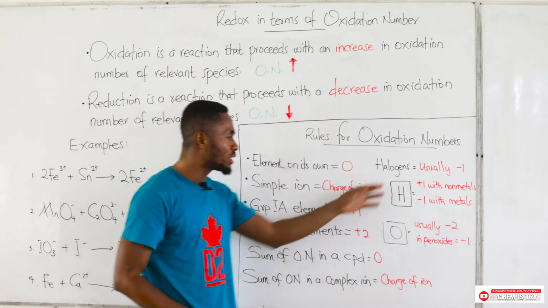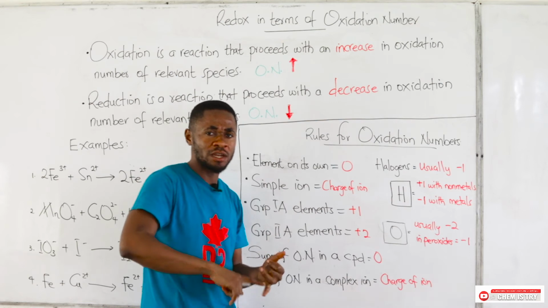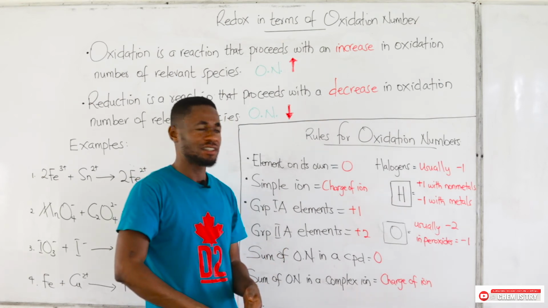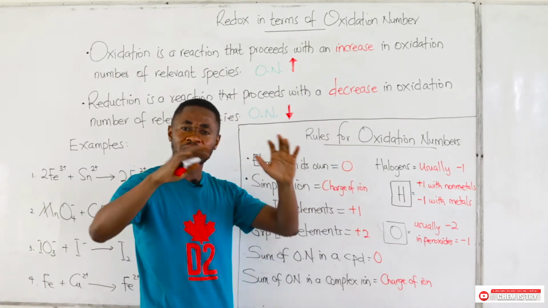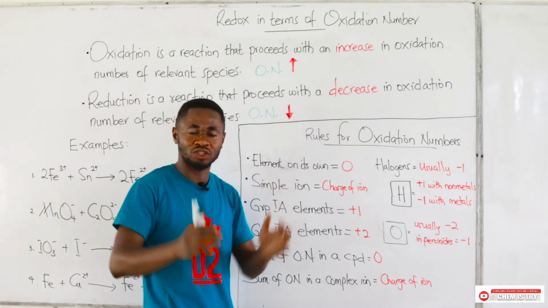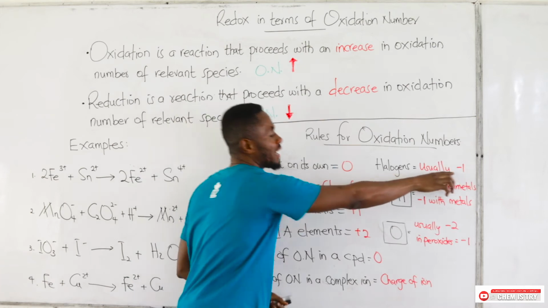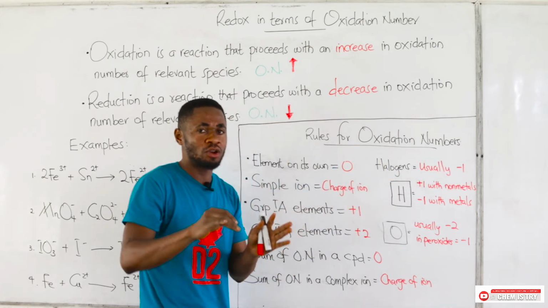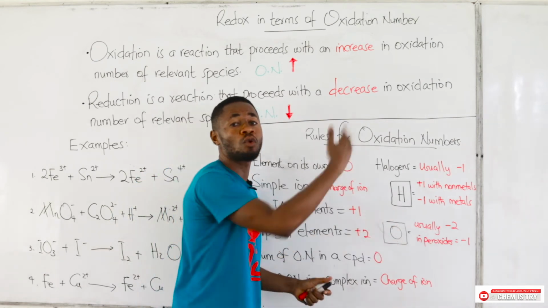Now, halogens, the fluorine, the chlorine, the bromine, the iodine, they are called the halogens. When you see them in a chemical compound or any chemical substance, their oxidation number is usually -1. At times it can change, but hey, we are not interested in that one for now. For now, it is usually -1.